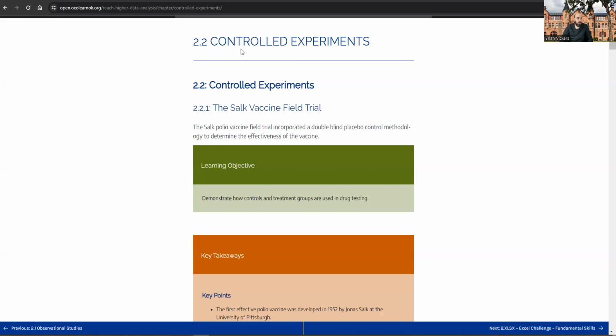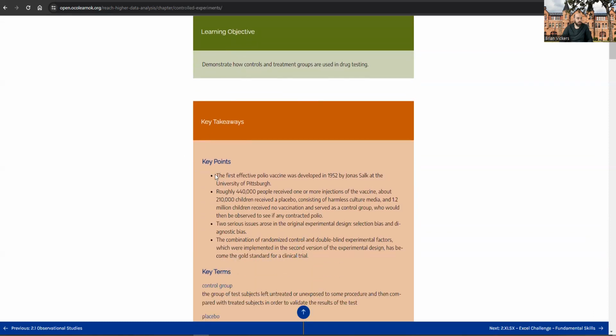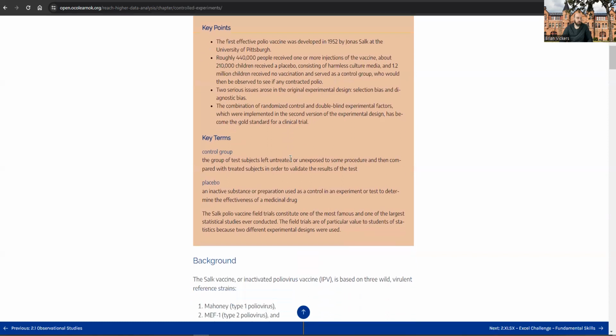So now we'll talk about 2.2, which is controlled experiments. This was looking at determination on a vaccine. A lot more people were involved in this one. It was a double-blind study with a control group. In the control group, there were untreated subjects, and then you had some that received a vaccination, with random assignment of both. This has now become the gold standard for clinical trials due to the overwhelming success of this polio vaccine.